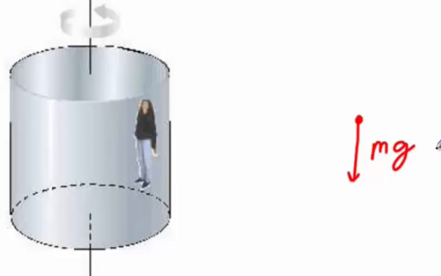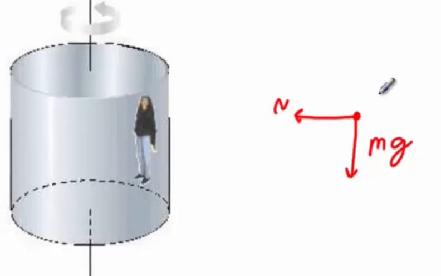Next, we notice that the rider is in contact with the wall of the cylinder. Contact forces always include a normal force, where normal is the mathematician's word for perpendicular, and that force will be here. And they may include a frictional force.